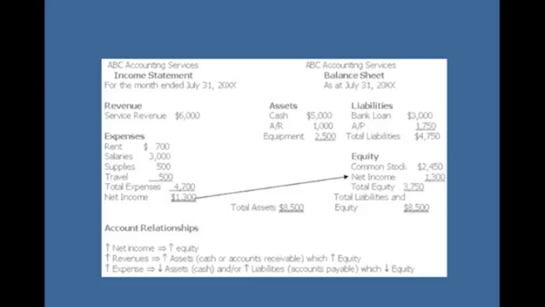In the following slide, we are introduced to an income statement and a balance sheet. Both accounting charts are created by ABC Accounting Services and are related towards one another. A balance sheet is basically an indicator of the financial position of a business in any given point of time. It involves assets, liabilities, owner's equity. An income statement shows the revenue and expenses accumulated over time. It involves revenues, expenses, and net income.